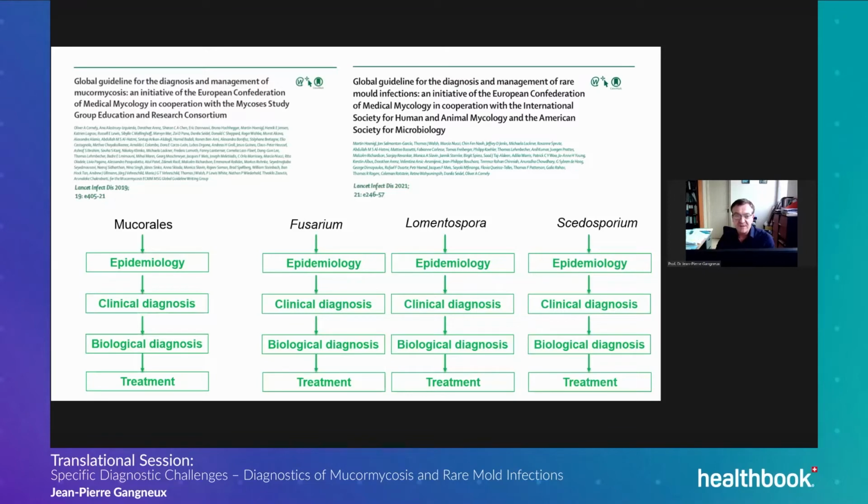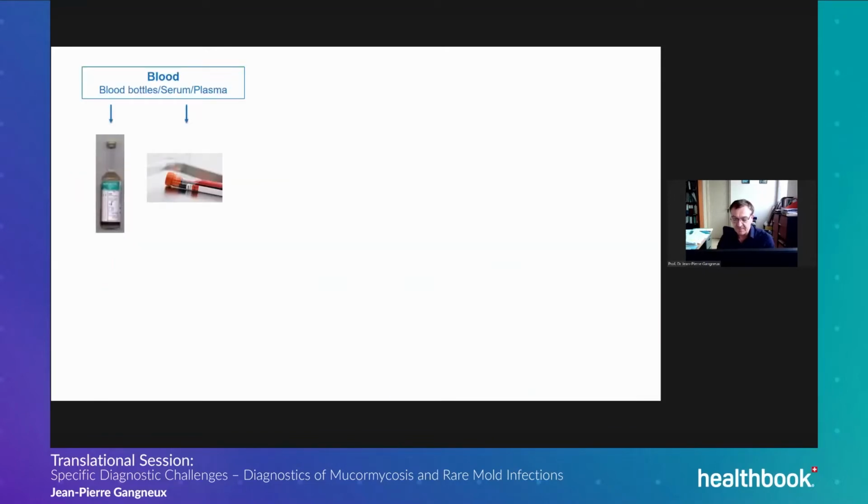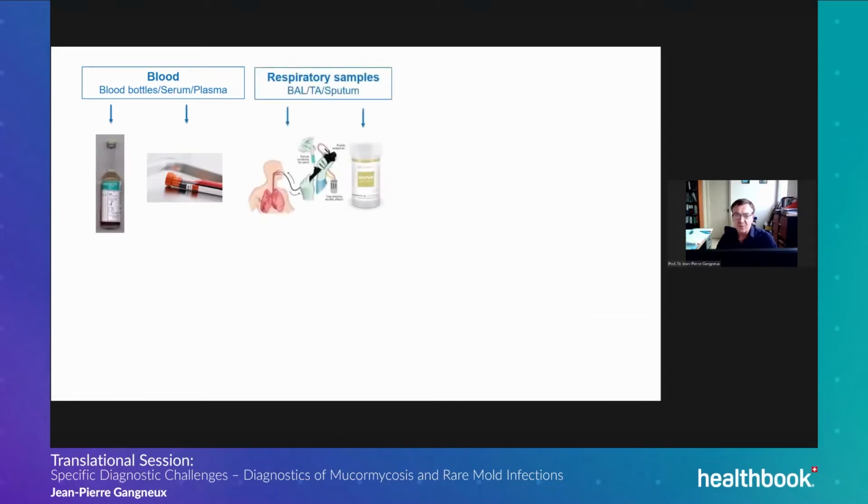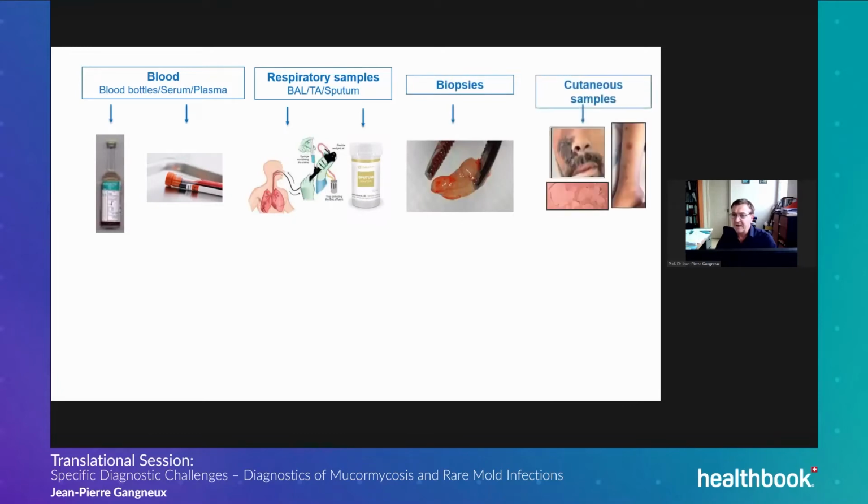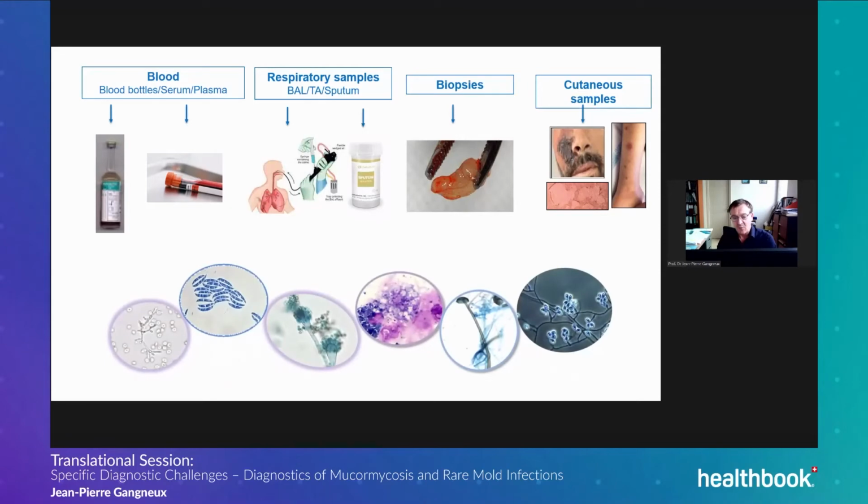real life. What happens in the lab is that we receive some samples, and we can receive blood, such as blood bottles, serum, plasma, but also respiratory samples, BAL fluid, tracheal aspiration, sputum, biopsies, and sometimes cutaneous samples. With all these samples, the aim is to perform the diagnosis, and we want to detect not only rare molds and Mucorales, but we also want to detect Pneumocystis, Aspergillus, and yeast. So how can we go further?